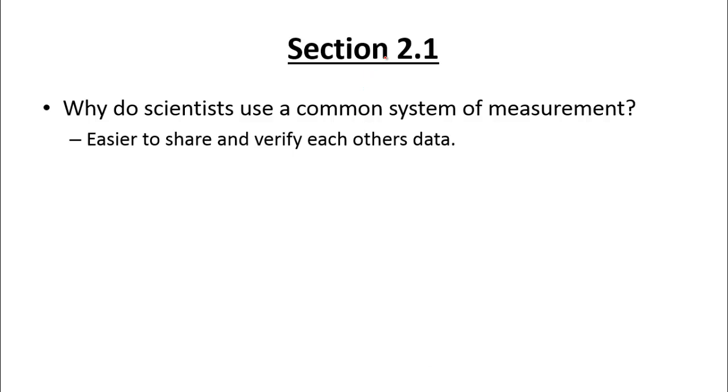So, section 2.1. Why do scientists use a common system of measurement? All scientists use the metric system. Why do they do that? Well, they do it because it's easier to share and verify each other's data. In the English system, we like to use our pounds and our Fahrenheit. Well, most of the world likes to use kilograms and Celsius. And it's hard to verify each other's work if we're doing something different.